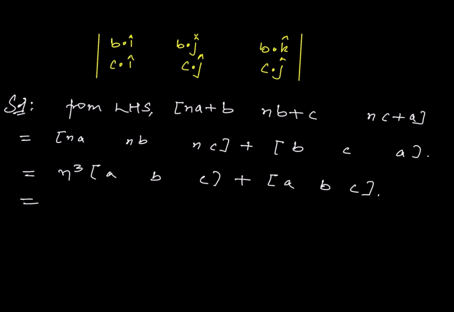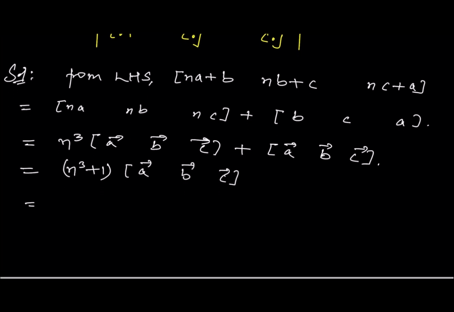Right. Now these are all vectors. Right. Now if I take the box common, then this will remain inside: n cube plus 1. So n cube plus 1 times box of A, B, C. Now this box can be written as determinant of A1, A2, A3, B1, B2, B3, C1, C2, C3.